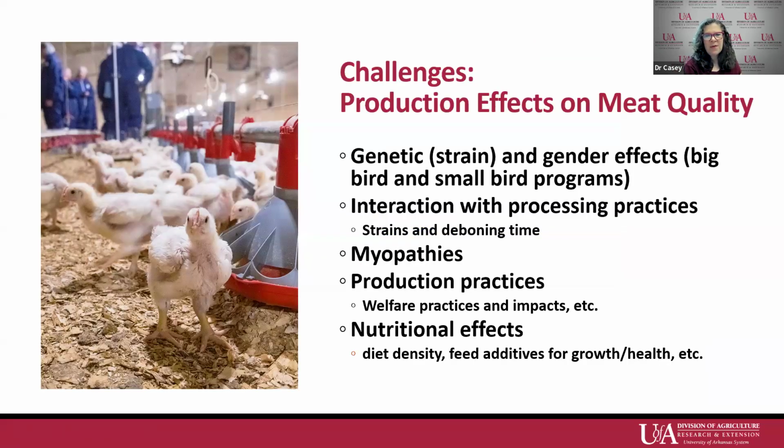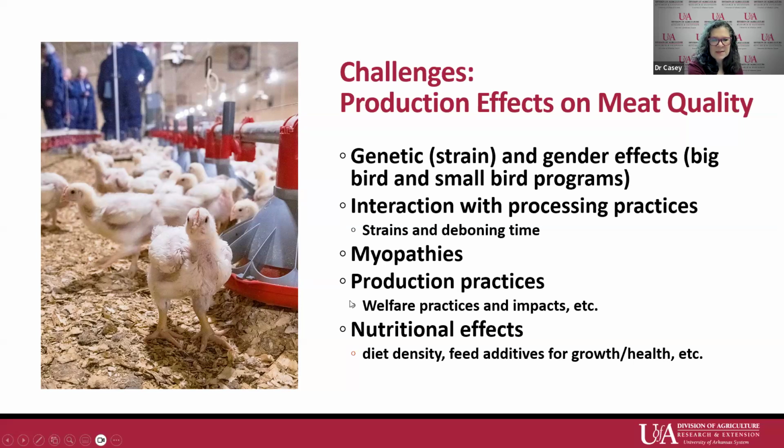Okay, so what are other production effects, the challenges that we have, those production effects on meat quality? So I get questions quite a bit about the genetic strain or gender effects. There are big and small bird programs, so those can potentially have some impacts, but sometimes that interaction with processing practices. So how fast are they going through rigor, or how big is that bird, and are they being chilled appropriately, or do those larger birds take longer to chill? So there's a variety of things that can have an impact due to those interactions.